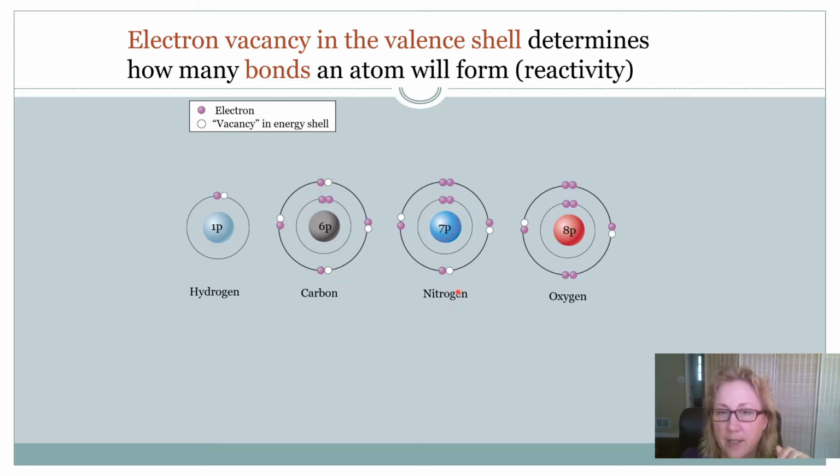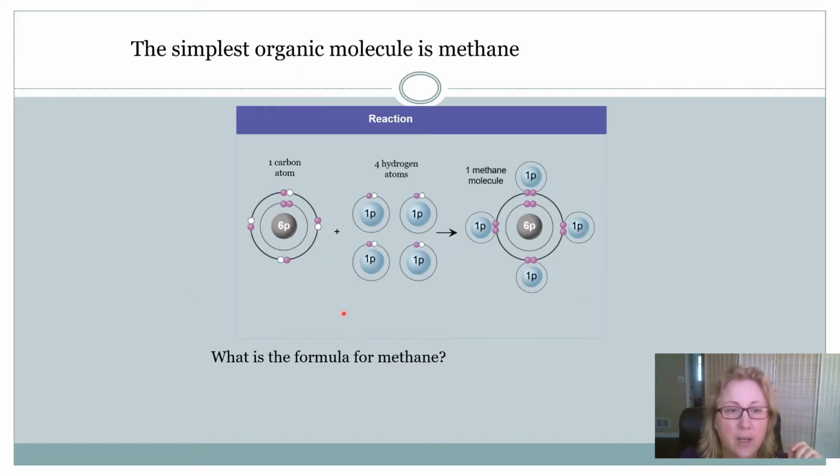Right next to it in the periodic table is nitrogen. It has 3 electron vacancies. It will tend to form 3 bonds, and oxygen has 2 vacancies, so it tends to form 2 bonds. And these are the 4 most abundant atoms in organic molecules. So in biology, in your body, these are the 4 most abundant elements. Everything else is at a much smaller percentage, which I'll show you in a second.